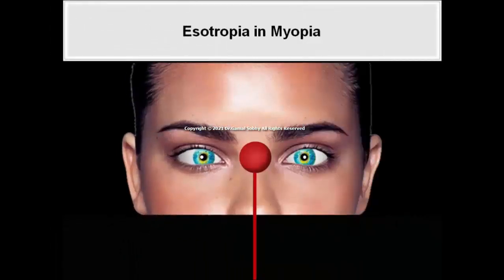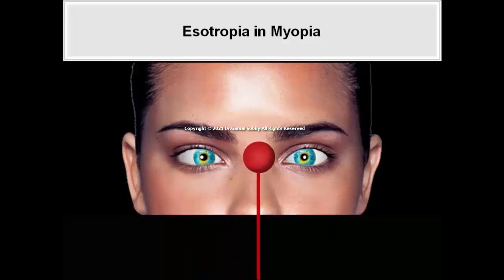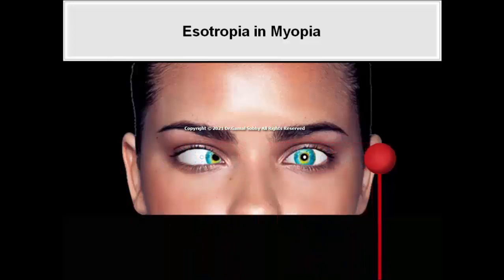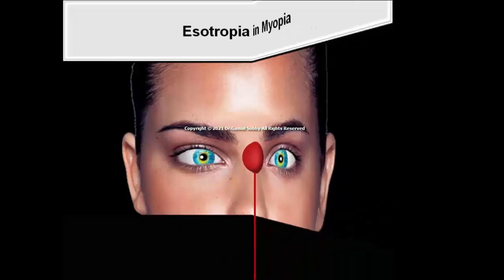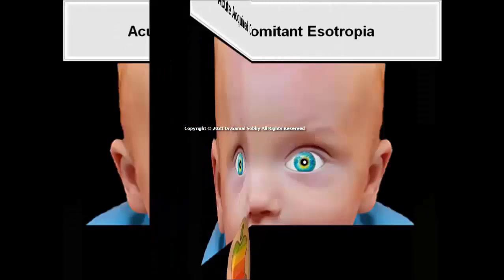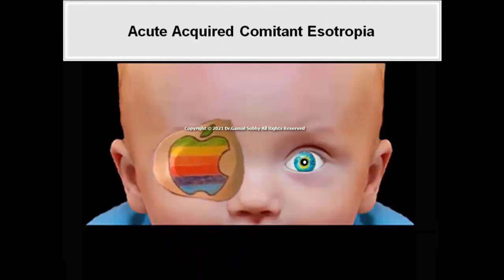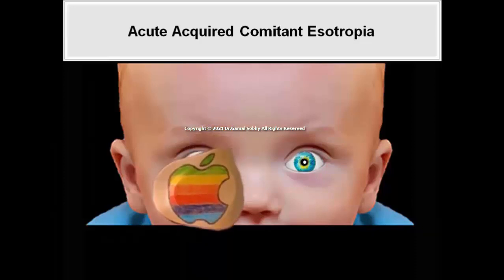Esotropia in myopia. There are two special forms of esotropia occurring with myopia. The first type is an esotropia with limitation of abduction in both eyes, and normal adduction. The second type is caused by restrictive factors caused by the big size of the globe in high myopia. Acute acquired comitant esotropia may occur after interruption of fusion, which occurs in temporary occlusion of one eye as in treatment of amblyopia, corneal injury, and after excision of a chalazion.